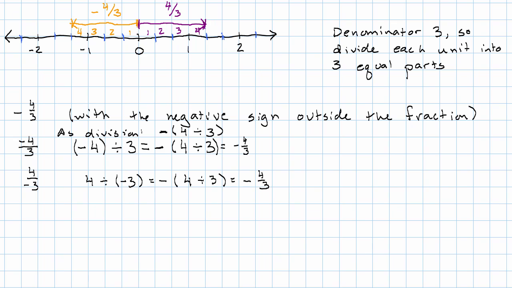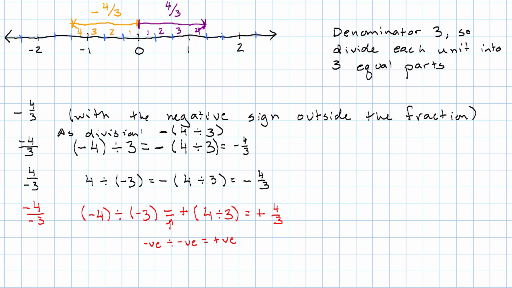What if I were to have a negative sign in both the numerator and the denominator? That would be negative 4 divided by negative 3. But remember, a negative divided by a negative is a positive number. So this would be positive, ignore the signs and divide. So this would turn out to be positive 4/3.